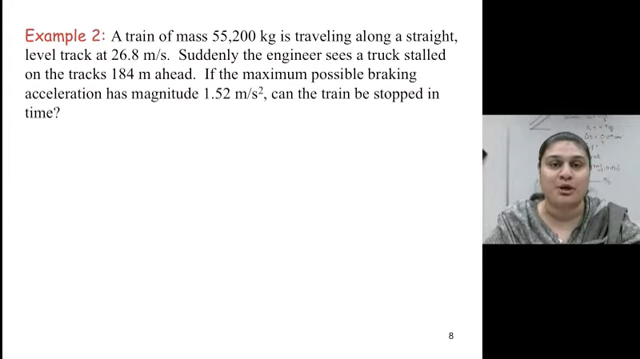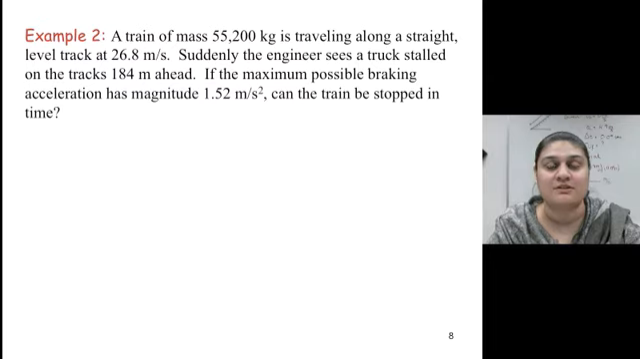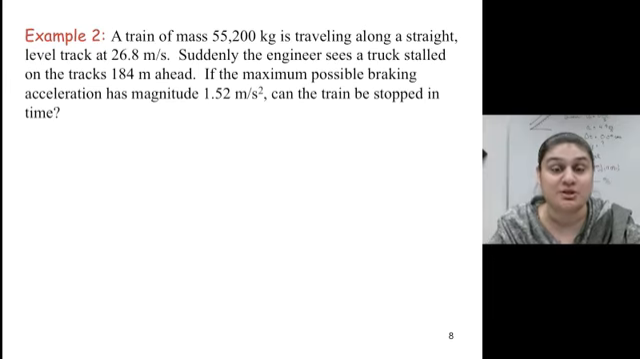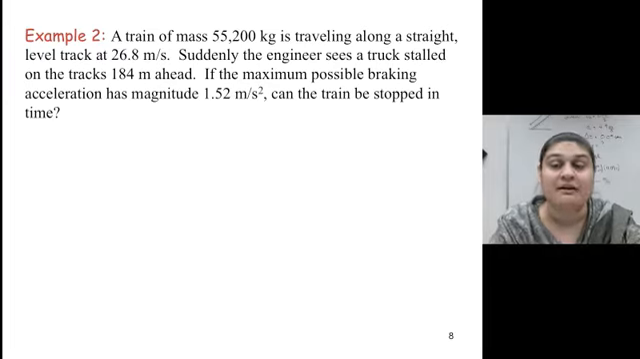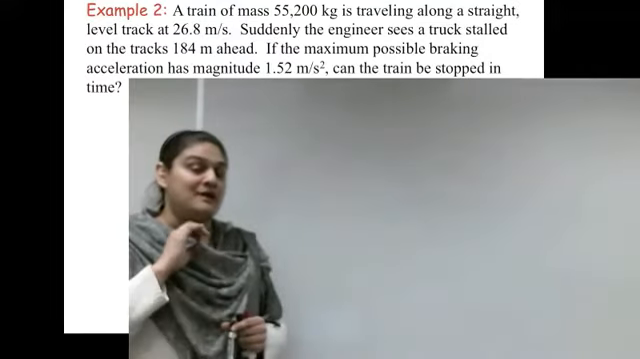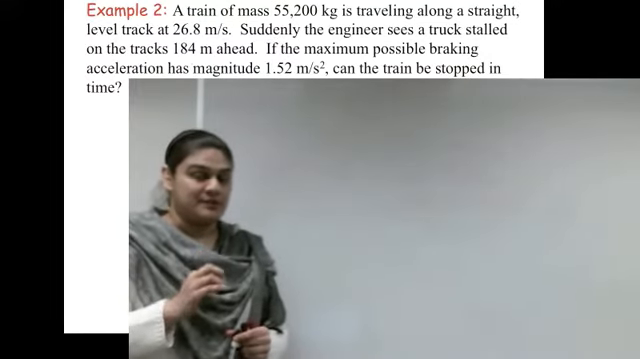Now let's look at another problem. This problem says a train of mass 55,200 kilograms is traveling along a straight level track at 26.8 meters per second. Suddenly the engineer sees a truck stalled on the tracks 184 meters ahead. If the maximum possible braking acceleration has a magnitude of 1.52 meters per second squared, can the train be stopped in time? So here, according to my recipe, what should you do first?